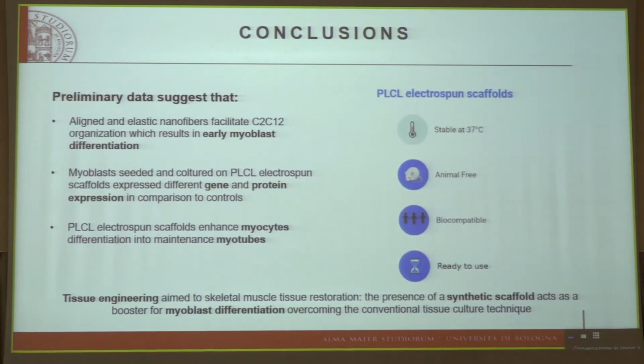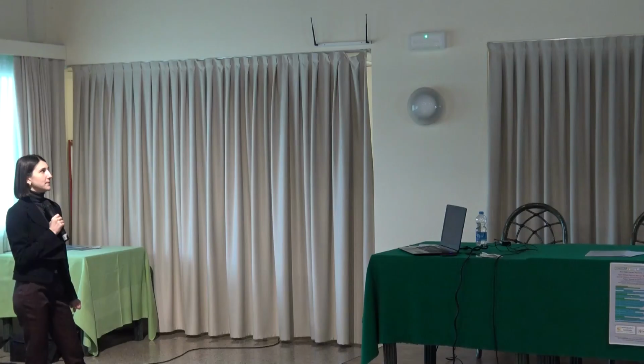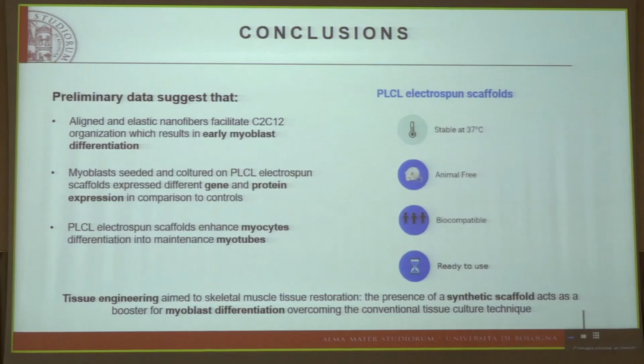Overall, these preliminary data suggest that aligned and elastic nanofibers facilitate the C2C12 organization, as shown by the scanning electron microscope imaging, and it reflects in different gene and protein expressions. So the PLCL, this scaffold that was designed by us, enhanced the myocyte differentiation because it promotes cell-cell interaction and cell-cell adhesion and fusion and maintenance of myotubes.